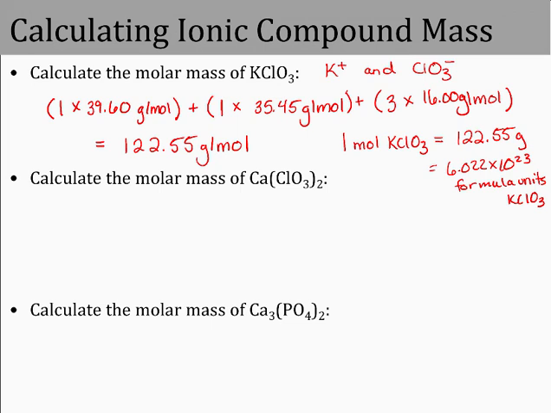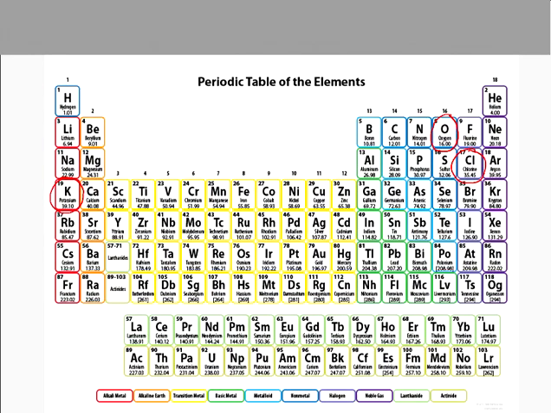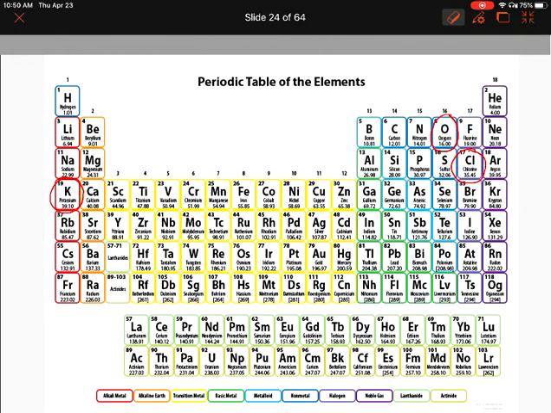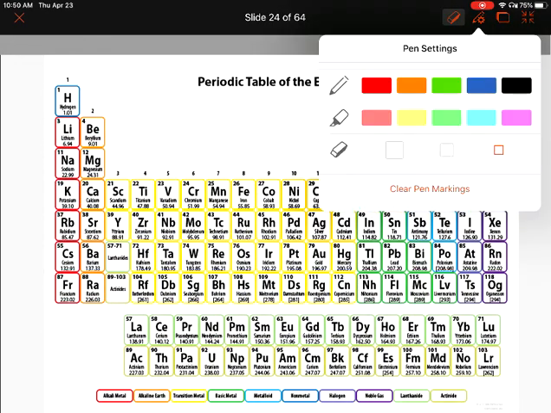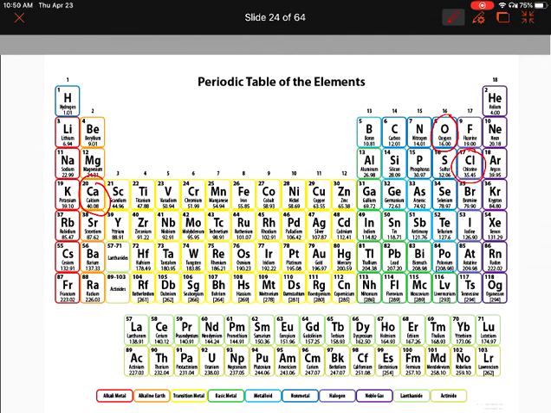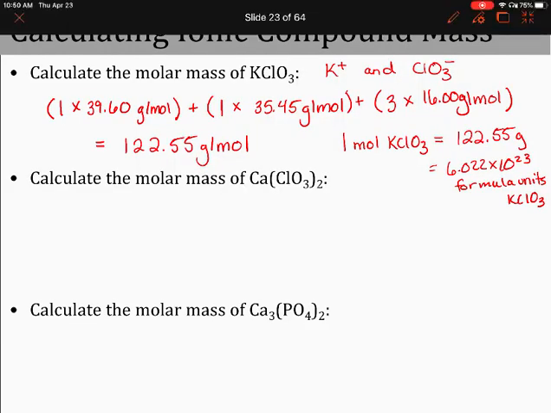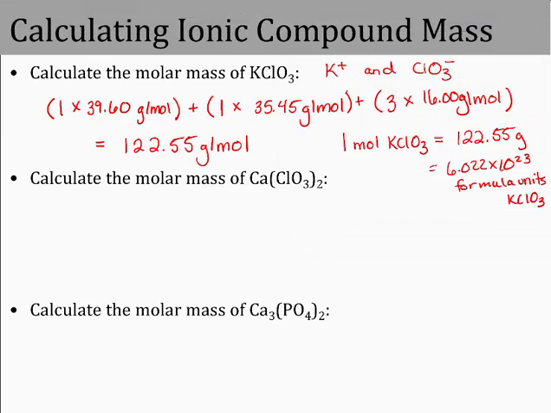All right, so if we go to our periodic table, instead of potassium, now we have calcium bonded to ClO3 minus. All right, so let's write down these masses, and I'll use a different color here so we can keep track. All right, so we have 1 calcium, and its mass is 40.08 grams per mole.